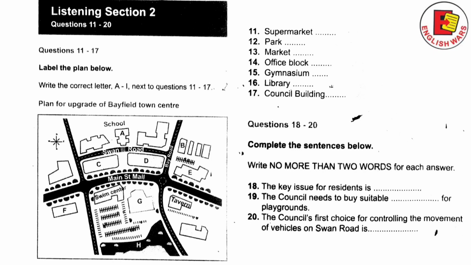We expect that Swan Road may become a busier thoroughfare once the Main Street has been converted to pedestrians only, but we'll address that issue in the second stage of the development. In the meantime, the east end of Swan Road will be converted into a public car park, here, between the council building and the market.